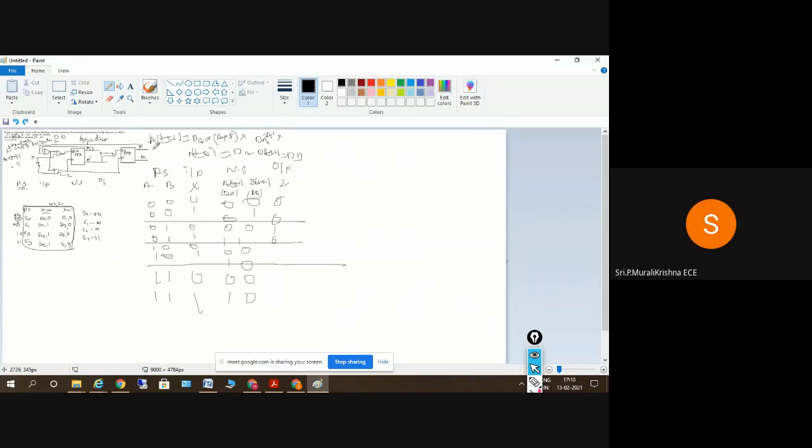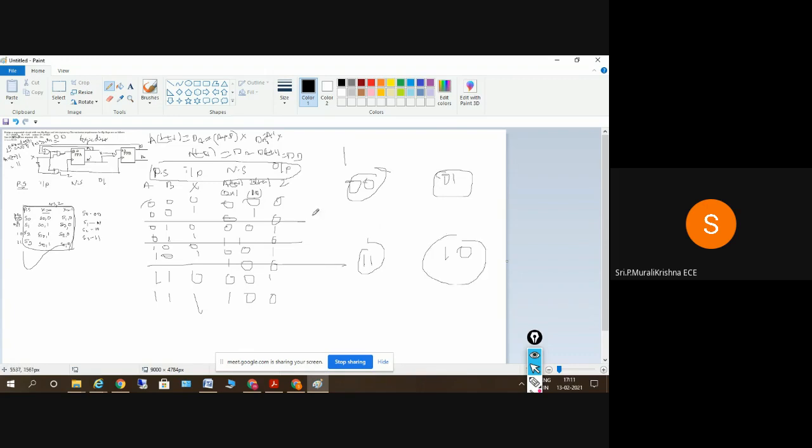Now we have to draw the state diagram. Okay, so how to draw the state diagram? You can use this table, or else you can use this also. We have 4 possible states here: 0, 0; 0, 1; 1, 0; 1, 1. So these are the 4 possible states.